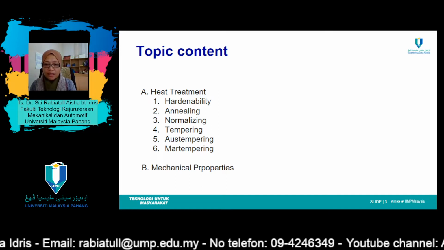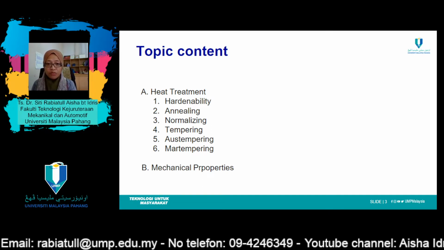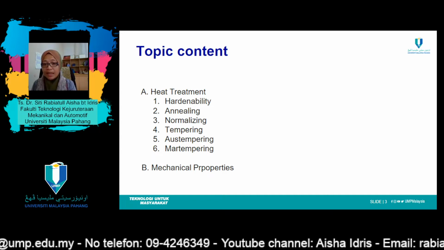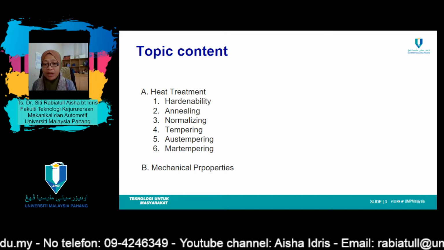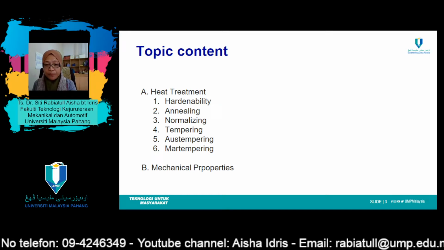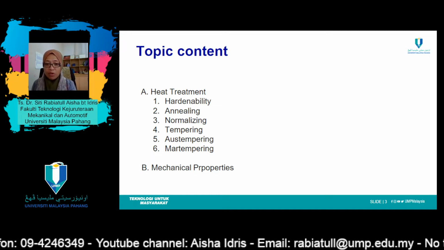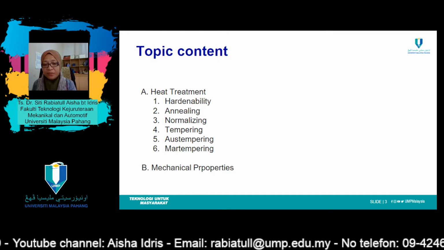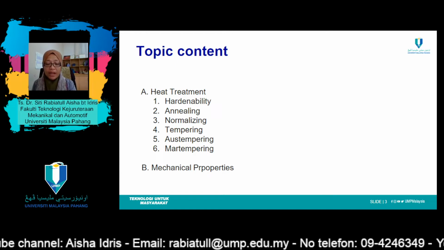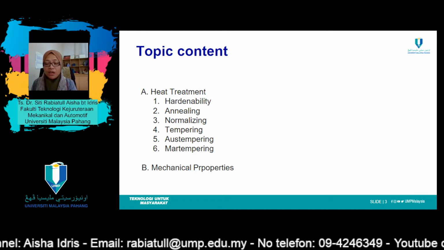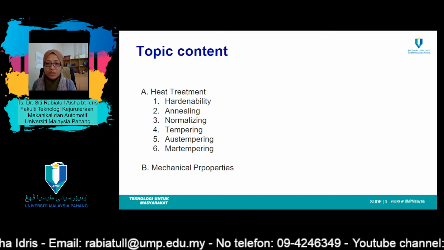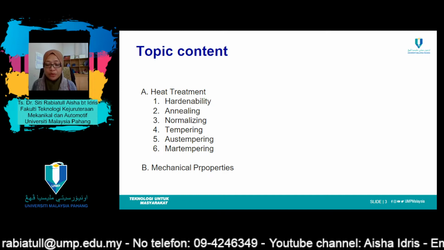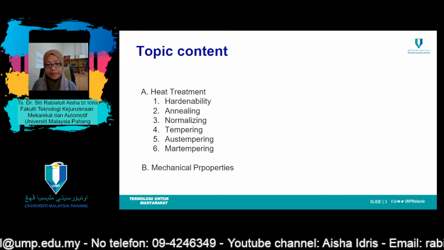As for the topic content, these are the things that we are going to learn for today. Number one is heat treatment, which includes hardenability, annealing, normalizing, tempering, austempering, and martempering, which we are going to look at, on what are the processes involved and their effects towards microstructure. Number two, we are going to look at the mechanical properties, whereby a different structure or phases produced will have different mechanical properties.